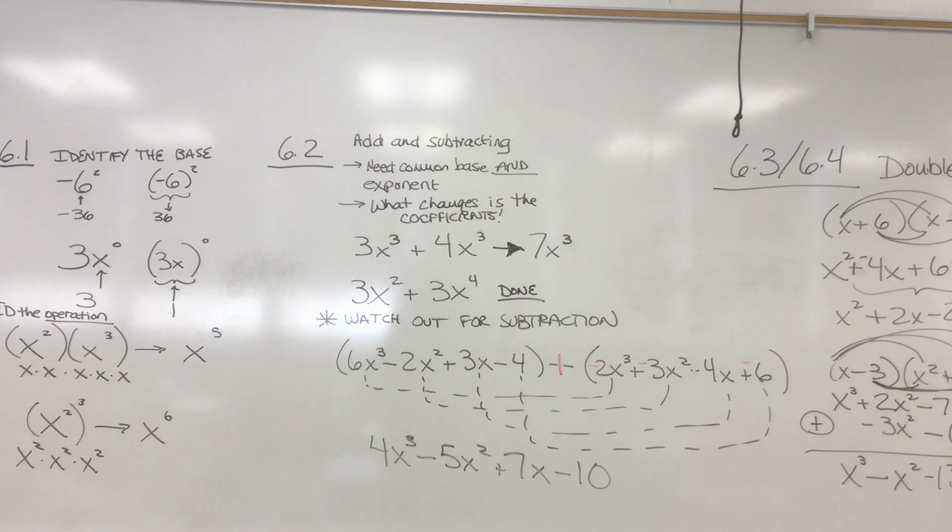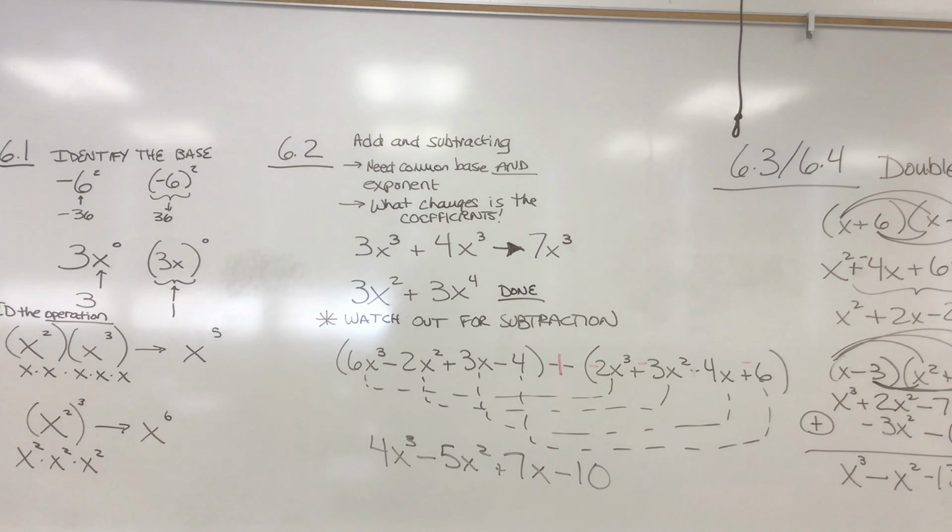So the first thing we need to remember is that we need a common base and a common exponent. In other words, even if I say that our second example here, 3x squared plus 3x to the fourth, that's already simplified. I can't add those together. Even though they're both x's, even though the base is the same, if I have an x squared, I can't add that to an x to the fourth. They're not the exact same exponent.